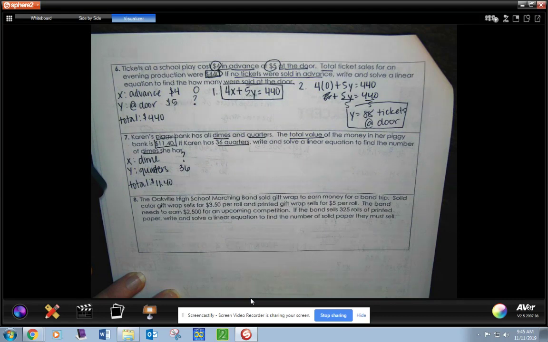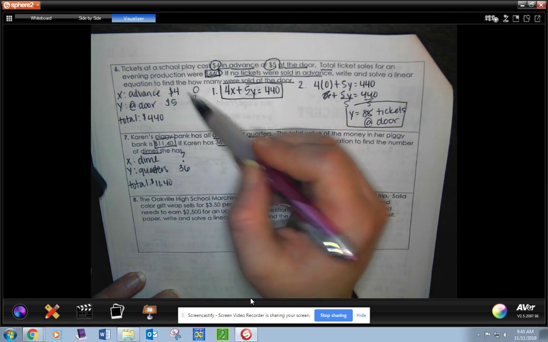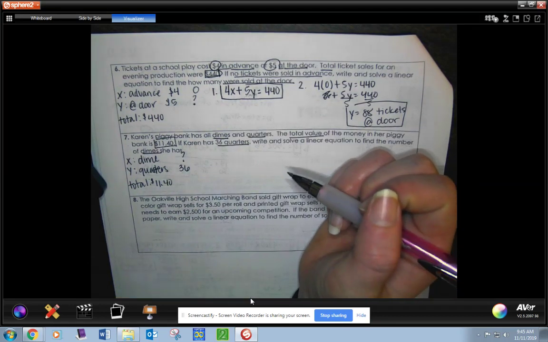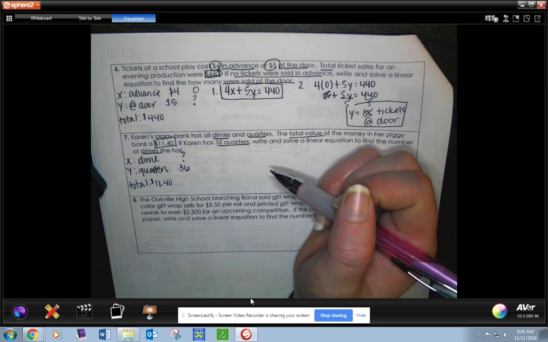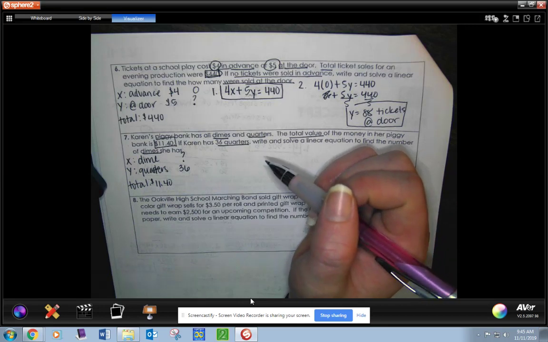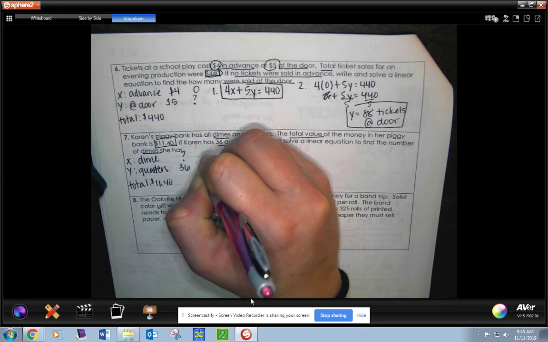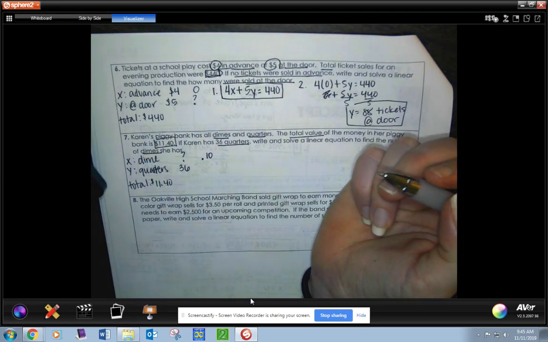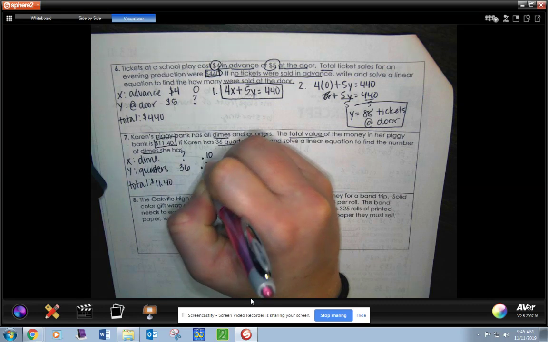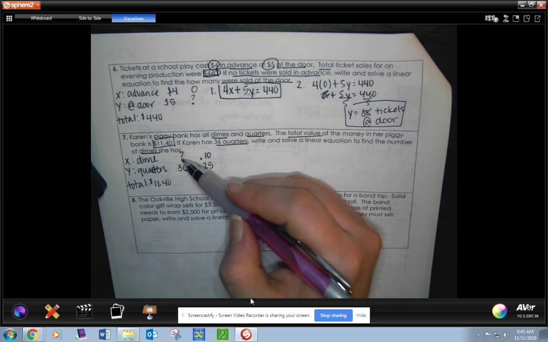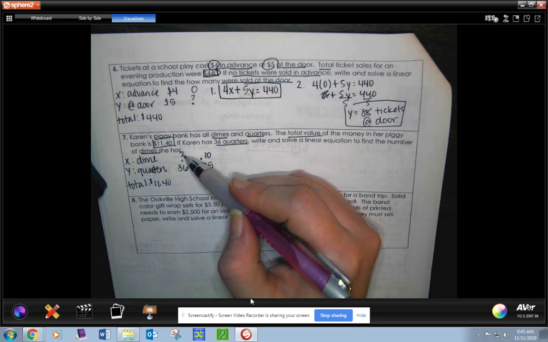Now, if you look at this one, it didn't give us as much information as the one in the past. The reason is because they're calling on prior knowledge. They think that you know something about dimes and quarters, which you should, because we know that a dime is worth 10 cents, so 0.10. And we know that a quarter is worth 25 cents, so 0.25. Okay, now that you have these 4 things, one's missing, and your total, you're ready to set up your equation.